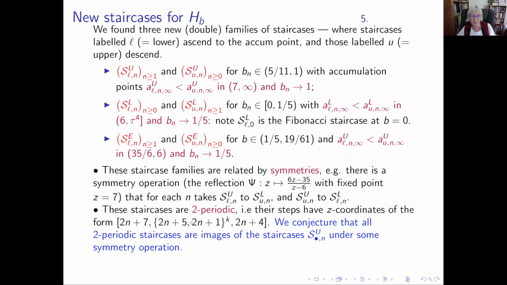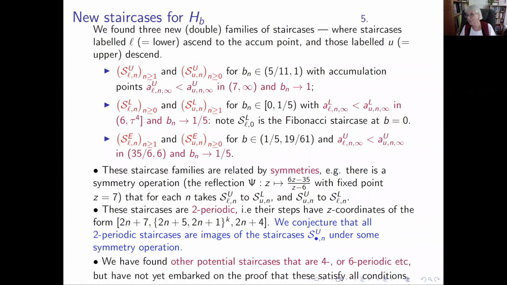So we put them in continued fraction form, which I will explain. And they're two periodic because the continued fraction has got this repeating pair. And then this is what we call the end. Actually there are two choices of end, but I've just given you one of them. One conjecture is that all the two periodic staircases are images of a staircase of this form under some symmetry operation. That's one conjecture we have. No idea how to prove it, but there's an idea.